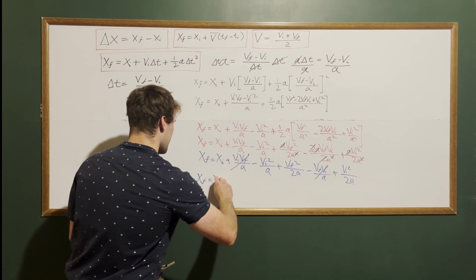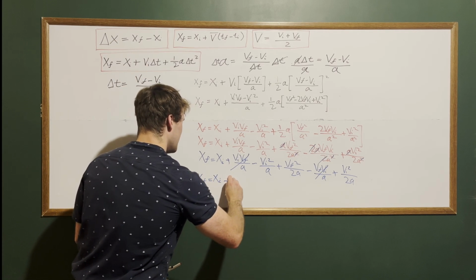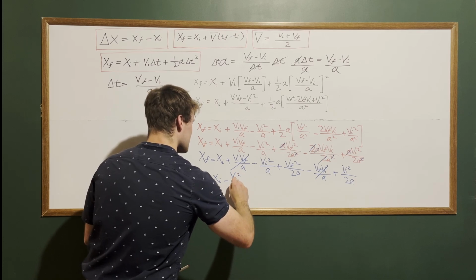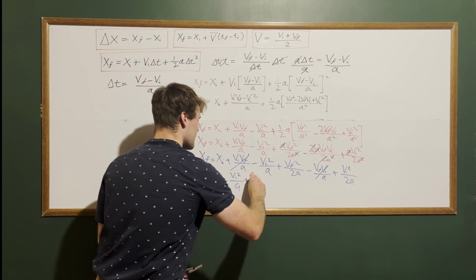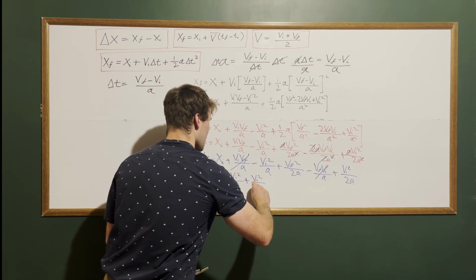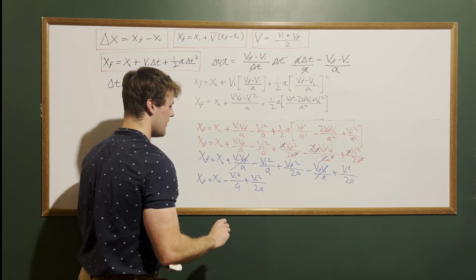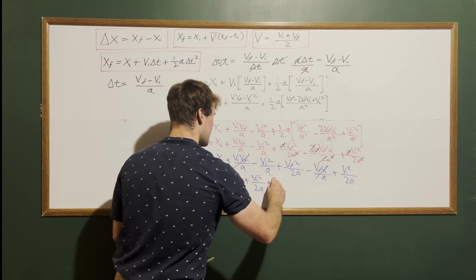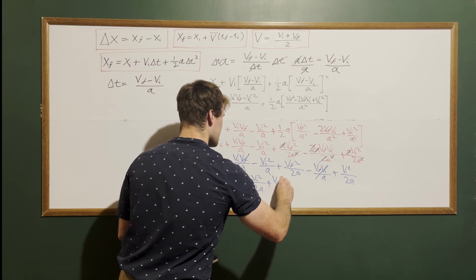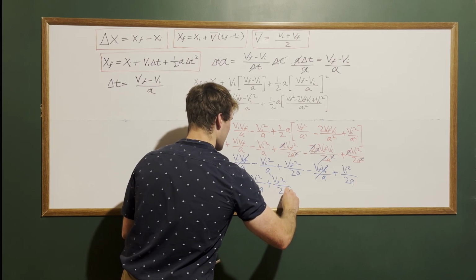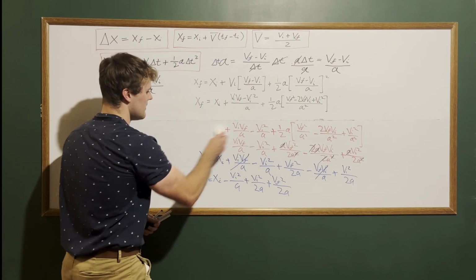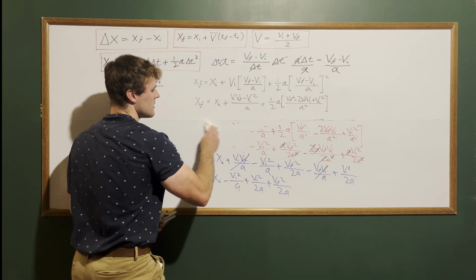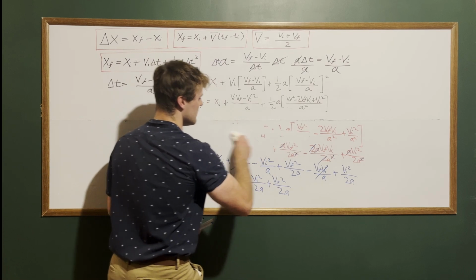xf equals xi minus vi squared over a. I'm just going to write this one next, plus vi squared over 2a plus vf squared over 2a. I'm going to erase the red because we don't need this anymore.